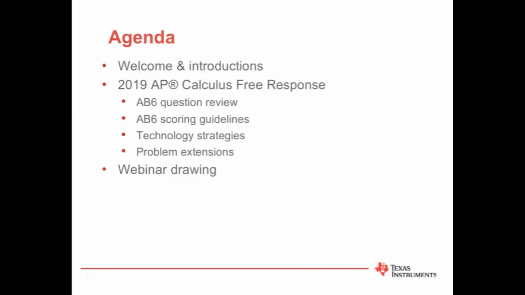At this point, Steve is going to discuss our agenda. Thank you very much, Michael. Well, we've already done the welcome and introductions. After we're done with this introductory material, I'm going to talk about question AB6 on the 2019 AP Calculus exam. I'll review the question quickly, and then I'm going to spend a lot of time on the scoring guidelines. I'll talk about some common student errors, and we'll see exactly how some responses were scored. And I'm even going to throw in a couple of polling questions this time. We're going to try for a little bit more interaction. So we have at least 4 polling questions to keep you on your toes this evening.